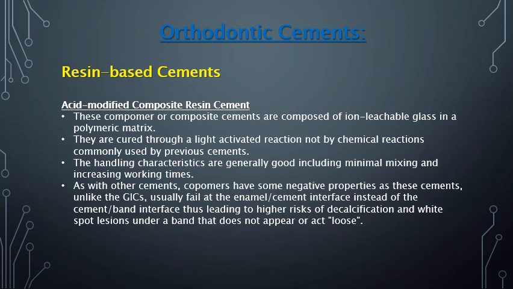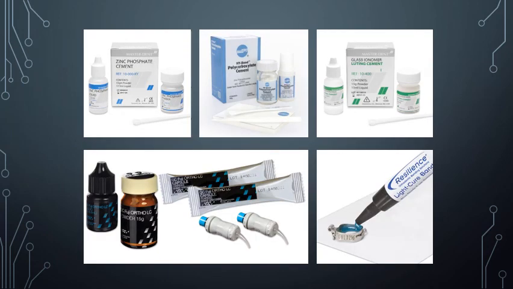As with other cements, compomer has some negative properties. Unlike the glass ionomer cement, these cements usually fail at the enamel cement interface instead of the cement band interface, thus leading to higher risks of decalcification and white spot lesions under a band that does not appear or act loose. Different types of cements used in orthodontics.